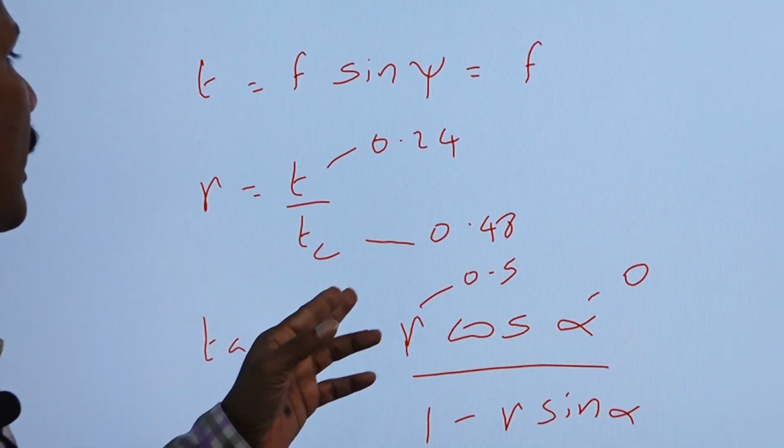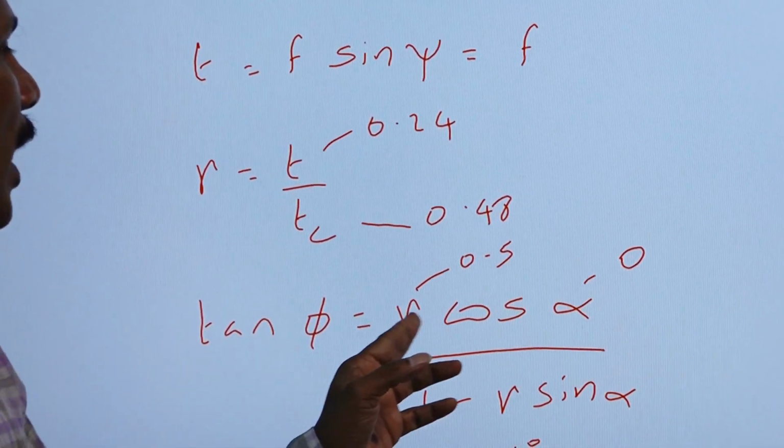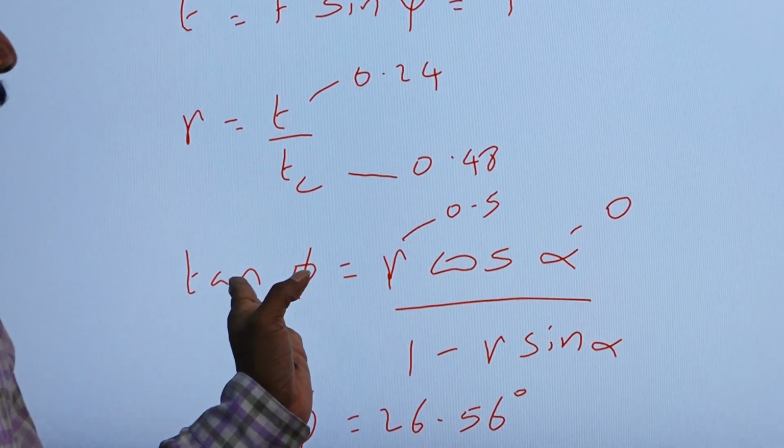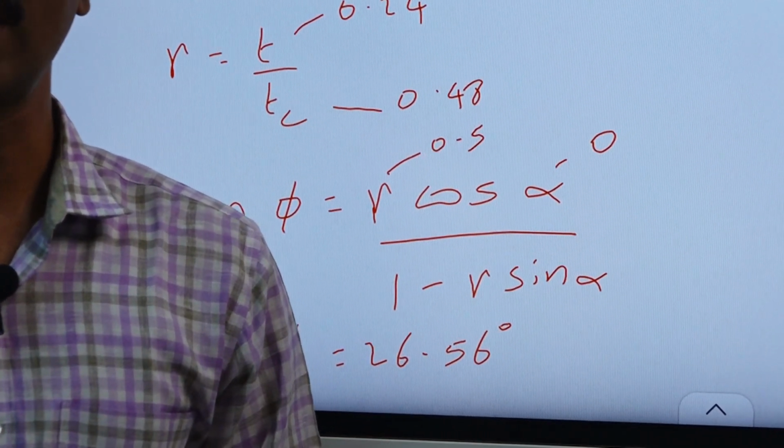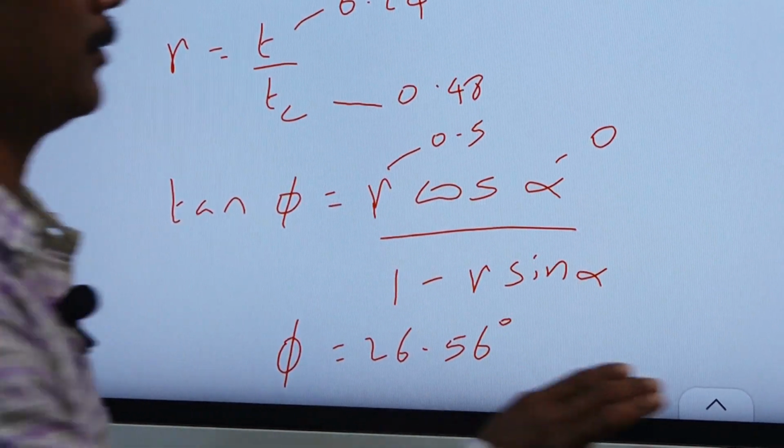Therefore r equal to t by tc. We can calculate it is equal to 0.5. Alpha equal to 0 degree. Tan inverse of 0.5 equal to 26.56.